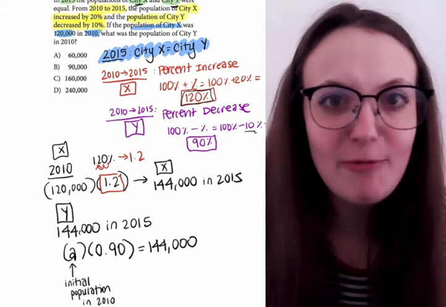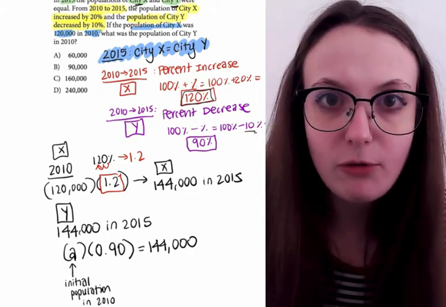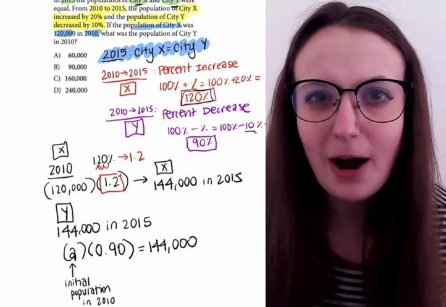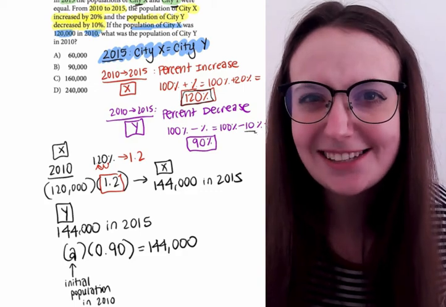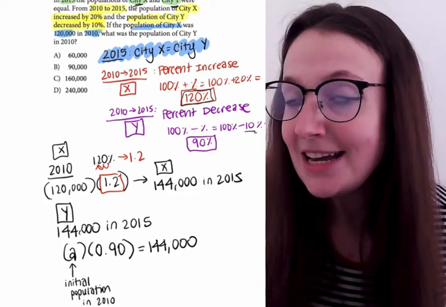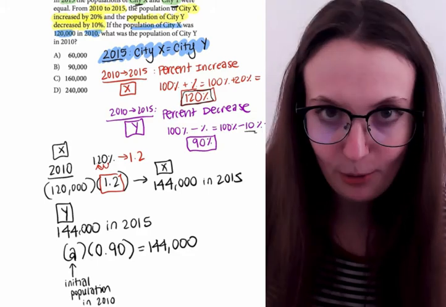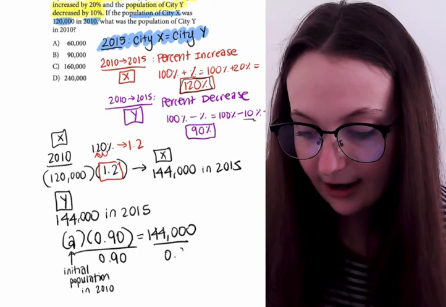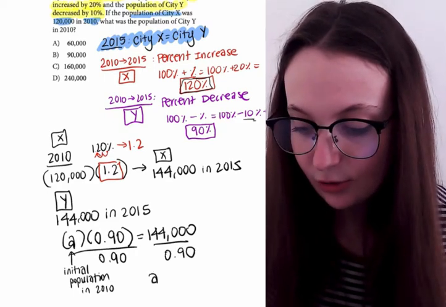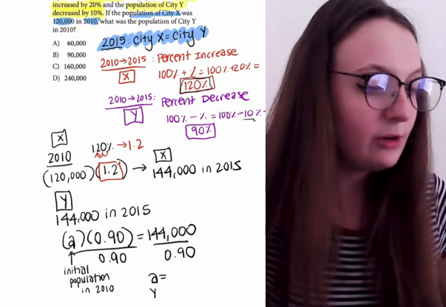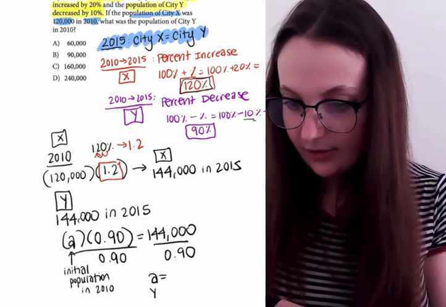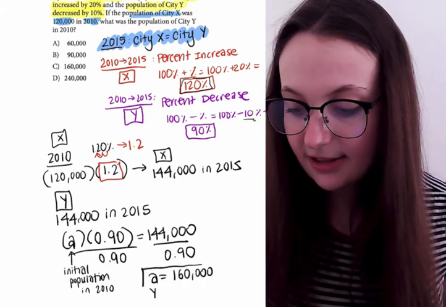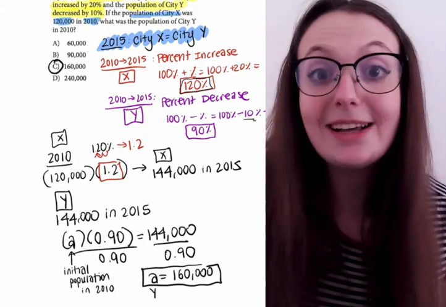So on my TikTok live, everyone's like, no, you got to multiply 144,000 by 0.9. And I'm like, that doesn't make sense, because then you end up with an initial population that's lower, but that doesn't make sense because it says that it decreases over time. So no, you're going to divide both sides by 0.9 here. That's going to give us a bigger answer. So we're going to get that the initial population of city Y is 160,000 as the final answer, which gives us choice C.